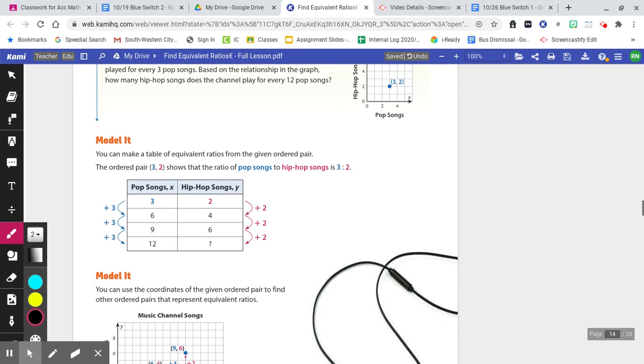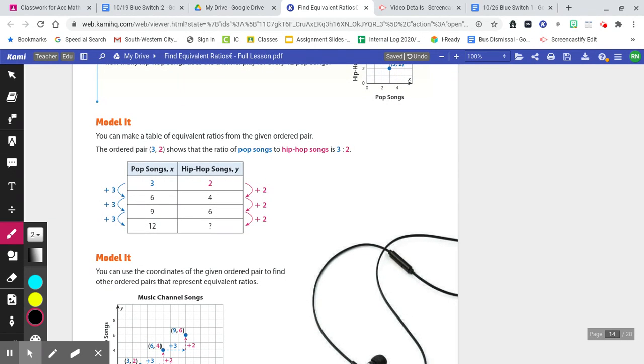So if you turn the page to the next page, here is a model. We have a rate table. You can make a table of equivalent ratios from the given ordered pair. Remember, our ordered pair was 3 to 2. I have 3 pop songs. Notice they wrote that in blue because those two match. 2 hip hop songs. 3 pop, 2 hip hop.